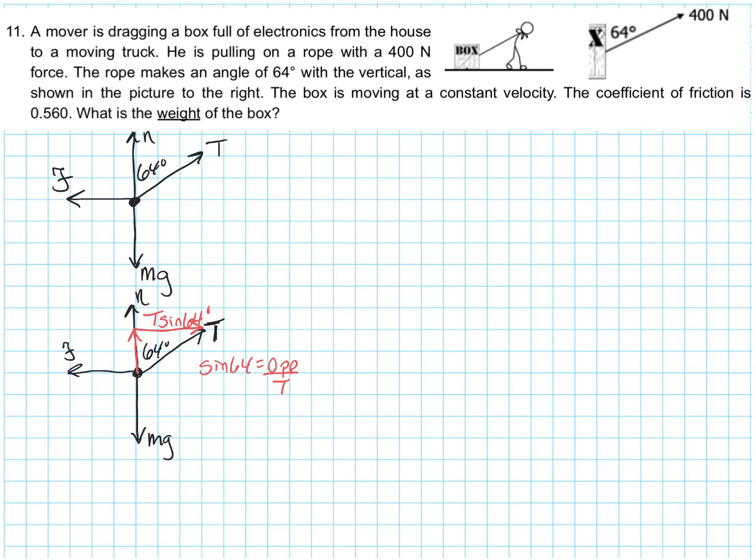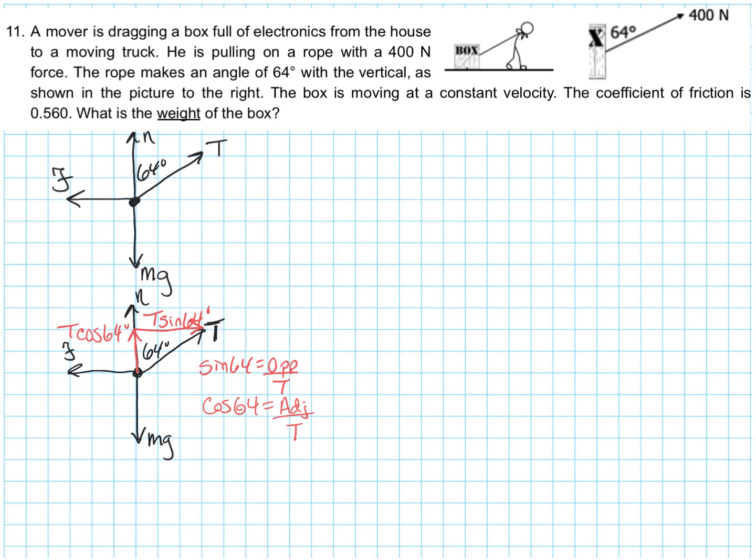For the vertical side, I'm going to use the cosine function. Cosine 64 is going to equal the adjacent side divided by the hypotenuse, which is the tension. So the adjacent side is equal to T times cosine 64. So over here, I'll write T cosine 64.